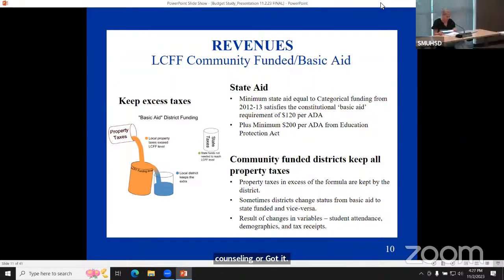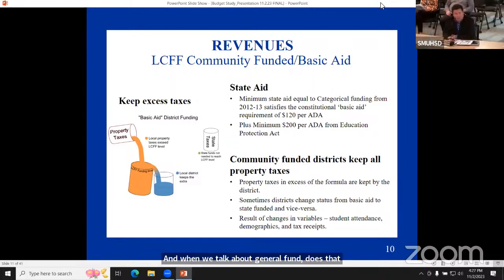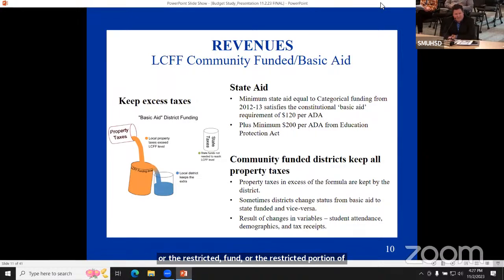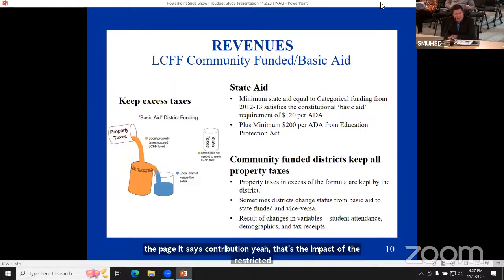And when we talk about general fund, does that include both of those? It includes both of those. Our general fund is the sum total of our unrestricted and restricted balance. When I note the impact of the restricted portion of the general fund on the unrestricted, that's the contribution near the bottom of the page. That's the impact of the restricted funds. So basically the restricted funds need that much money in order to be funded.